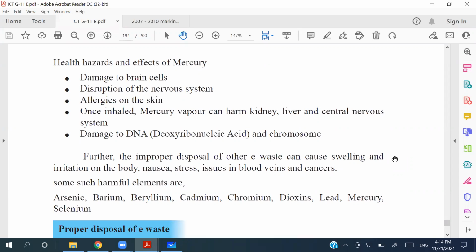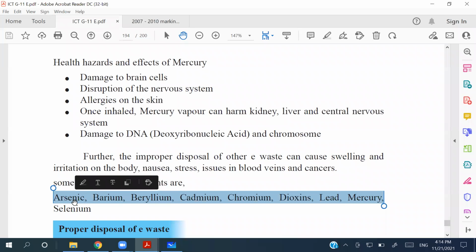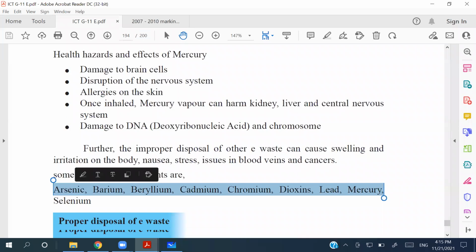And other than mercury, these kinds of harmful elements are there: arsenic, barium, beryllium, cadmium, chromium, dioxins, lead, mercury, selenium. So lots of side effects will be there when these things are added to the human body, to the environment, as well as to animals.